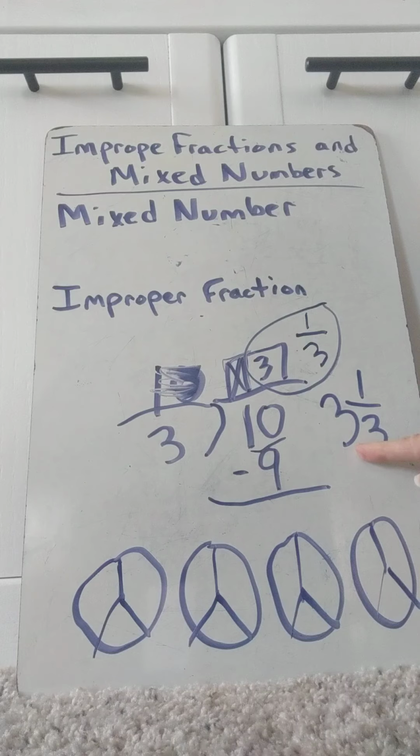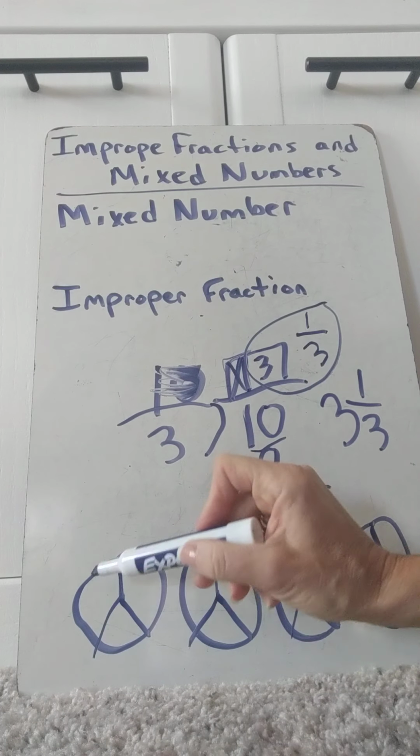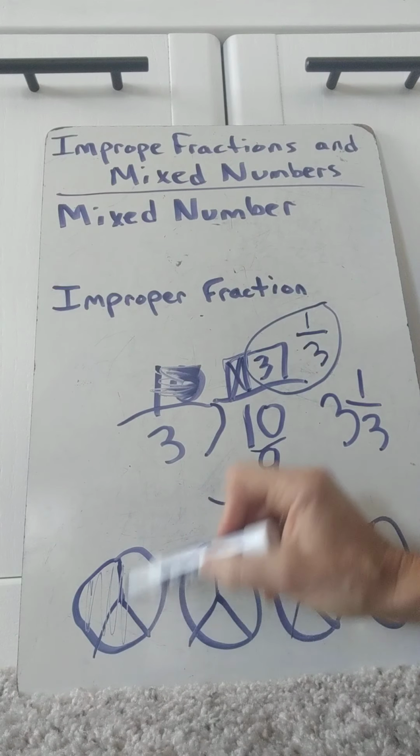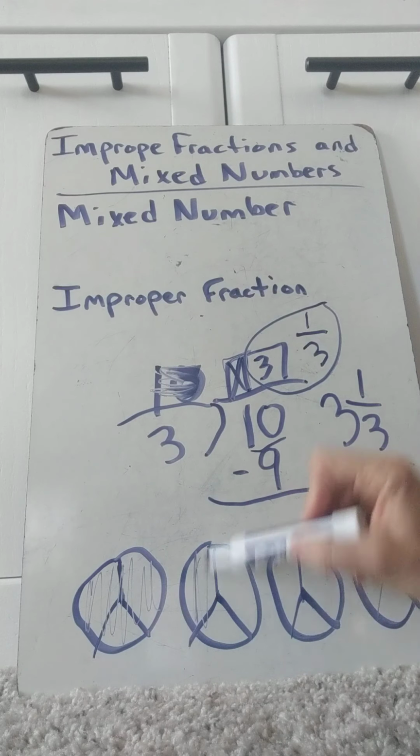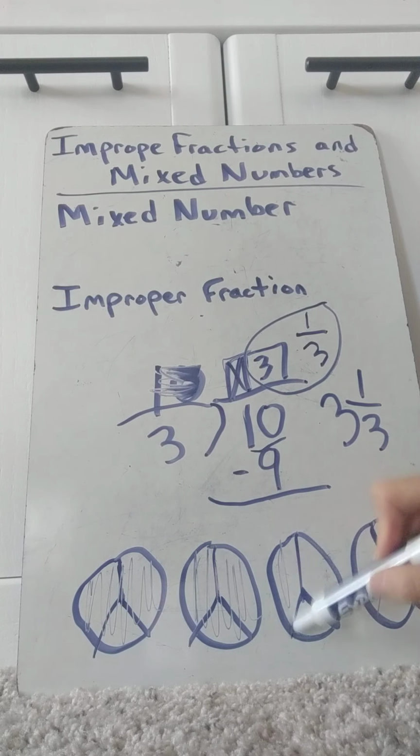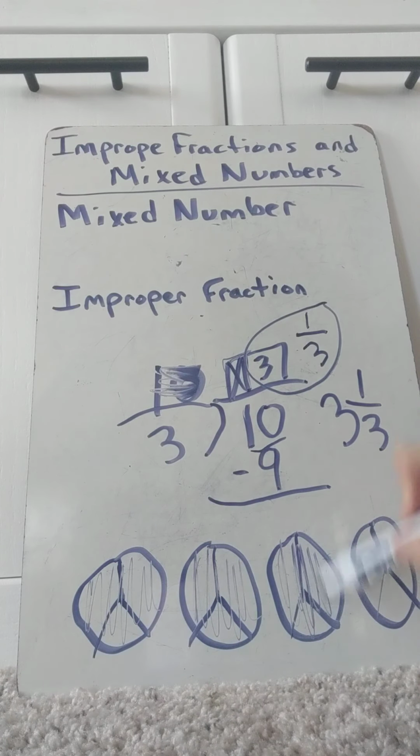Now, it says I had to shade in 10 wholes, right? So let's shade in the wholes. And I have to shade in this circle here, 1 out of the 3.